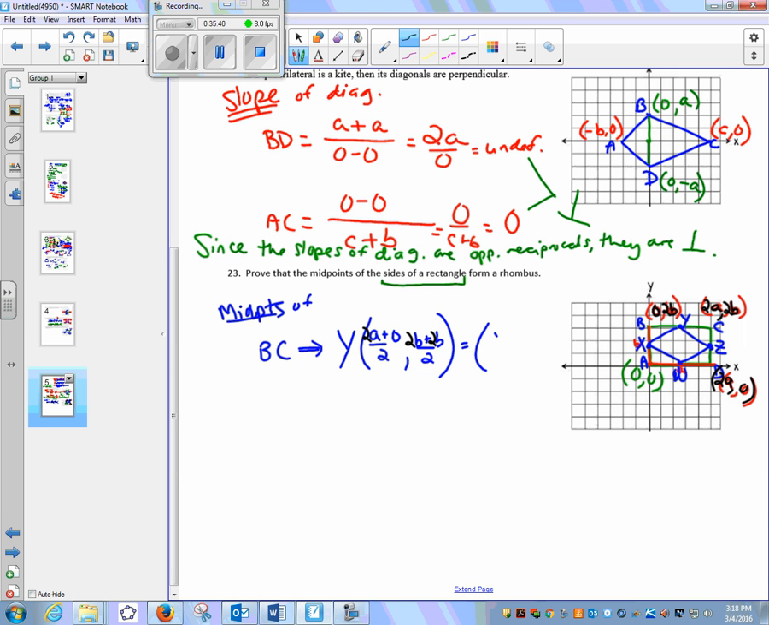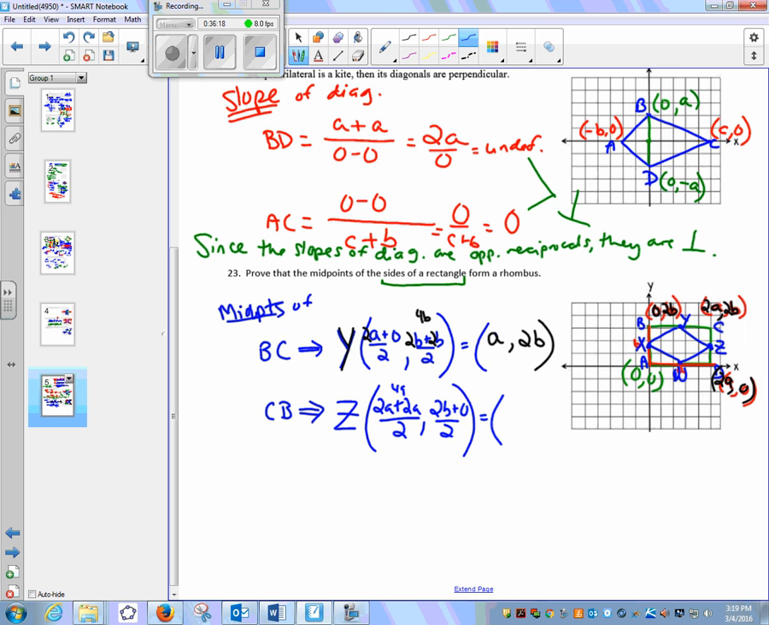Okay. 2A over 2 is A. 2B plus 2B is 4B over 2 is 2B. So that's the coordinates of Y, which is the midpoint of BC. Now I'm going to do the midpoint of CB, which we're calling Z. And again, I'm going to add the x's. 2A plus 2A over 2, and 2B plus 0 over 2. This is 4A over 2, which is 2A, and 2B over 2, which is just B.